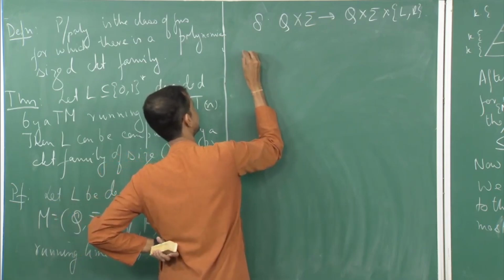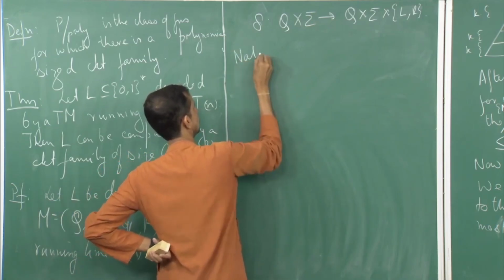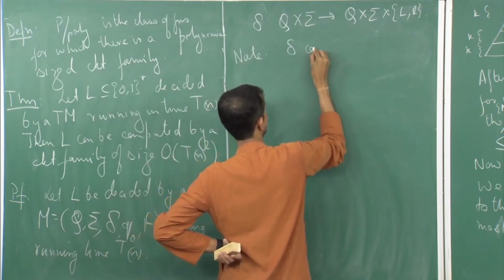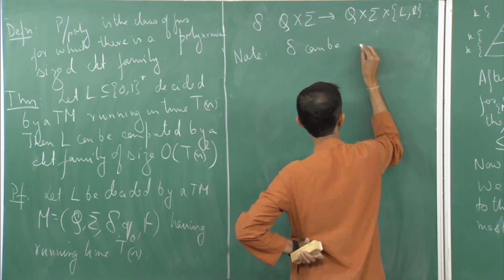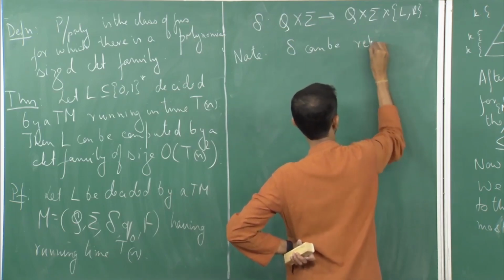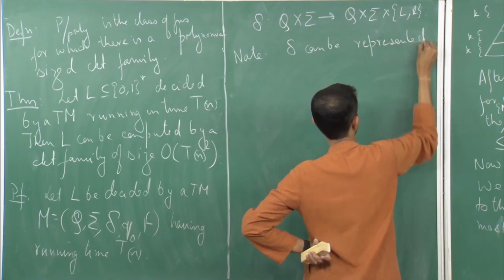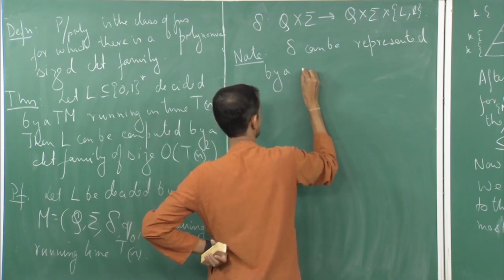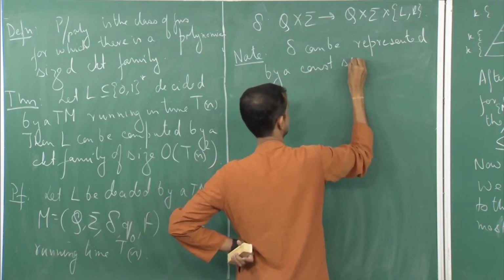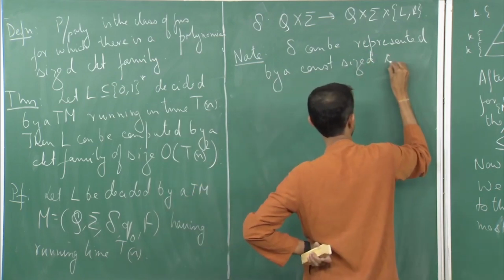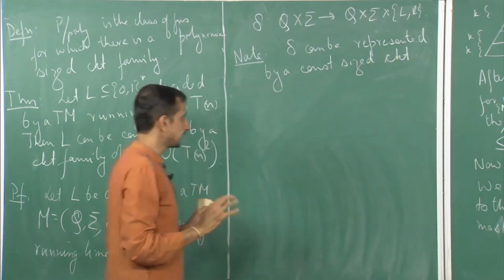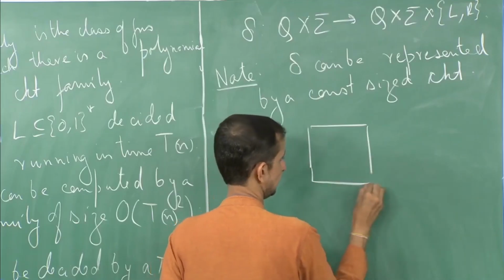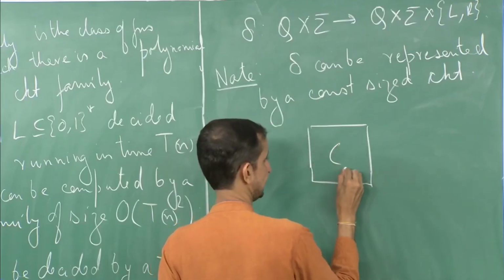The first observation is that delta can be represented by a constant sized circuit, and when I say constant I mean that it is independent of the input. So, essentially it is a circuit which looks like this. Let us give it a name, let us call it C delta.